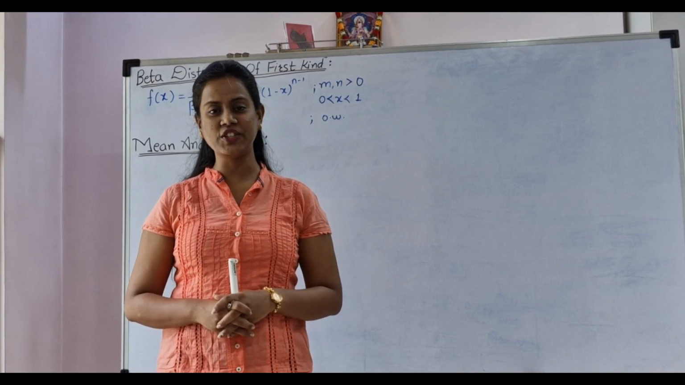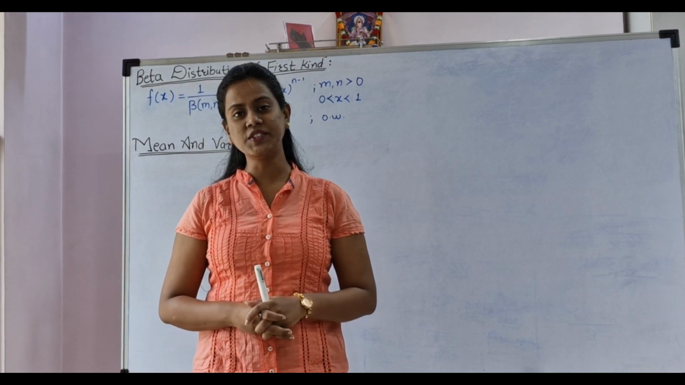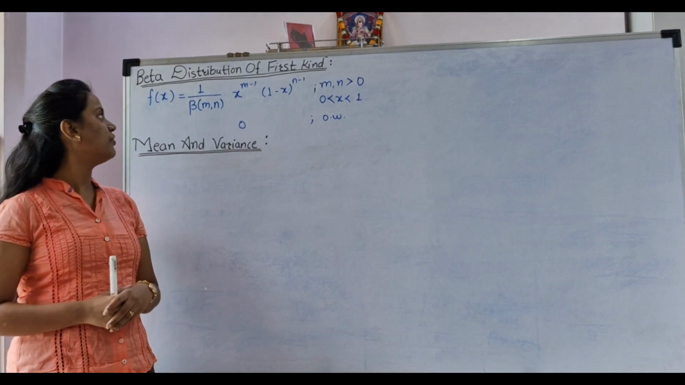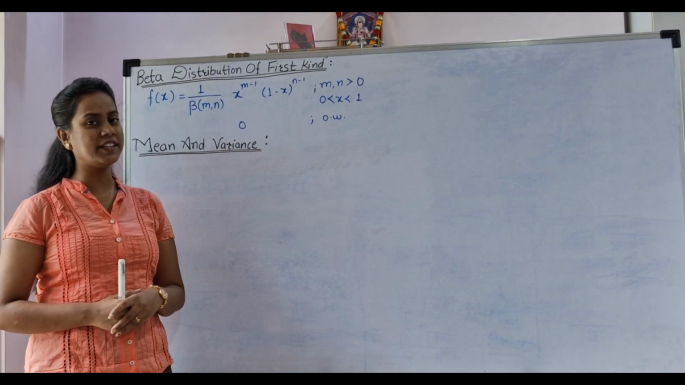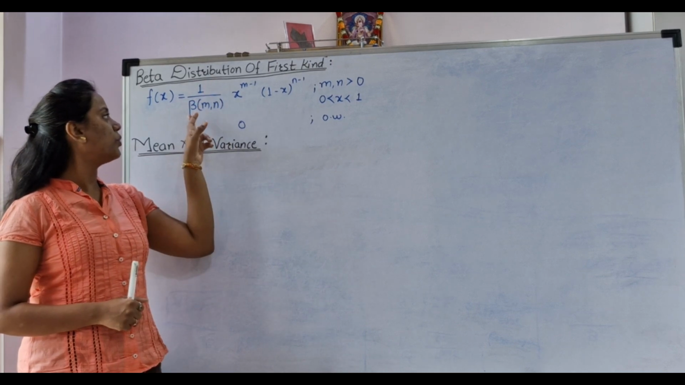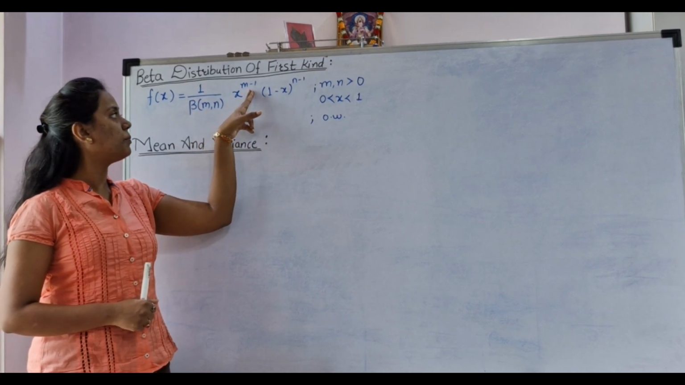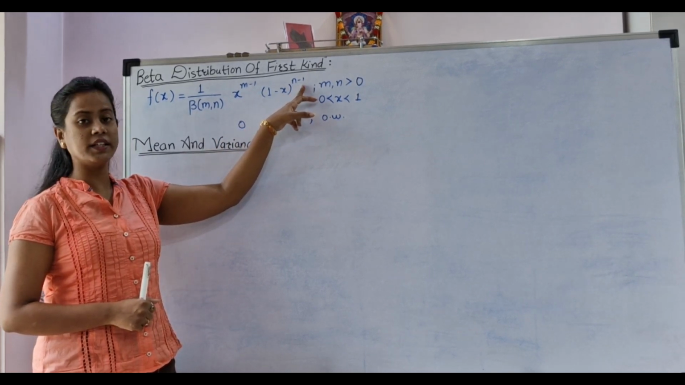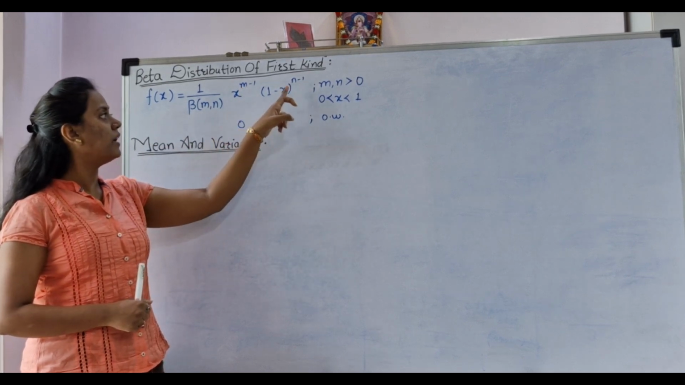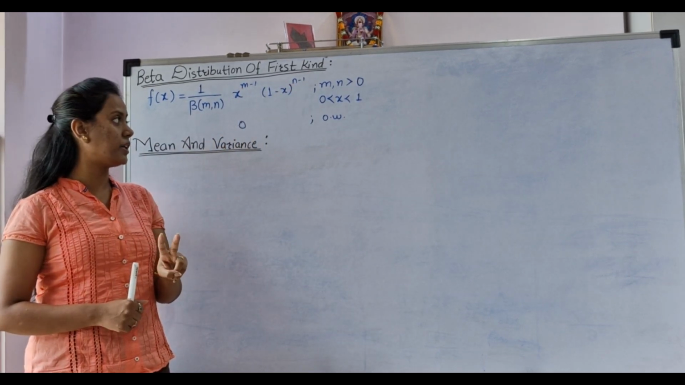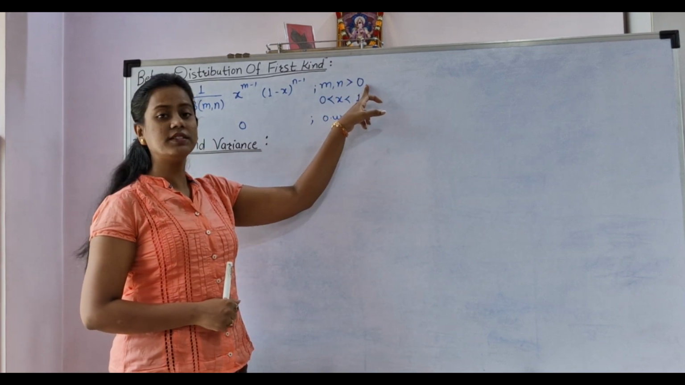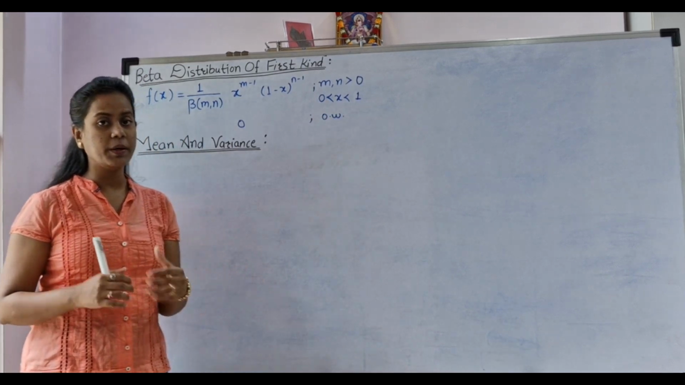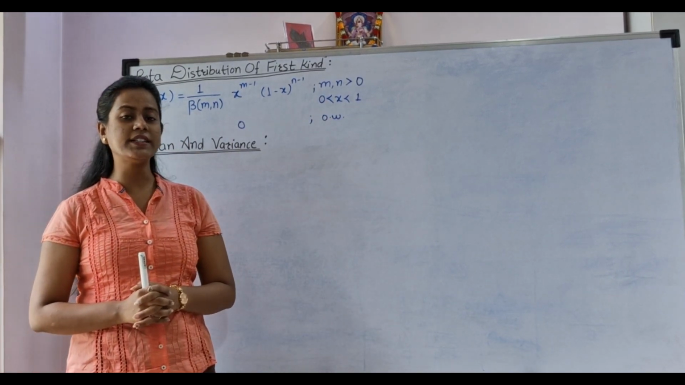In today's video lecture, we will discuss beta distribution of the first kind. Here, the density function for beta distribution of the first kind is given. It is 1 upon beta(m, n) x to the power m minus 1, (1 minus x) to the power n minus 1. Here, m and n are two parameters which are greater than 0, and the range of x is 0 to 1. Now we want to find out its mean.